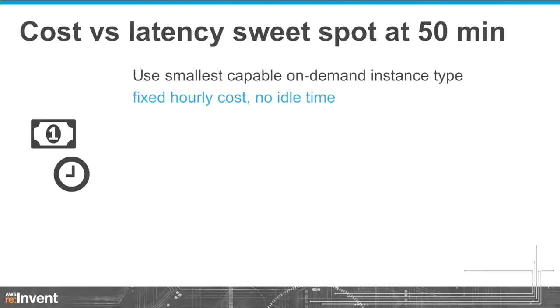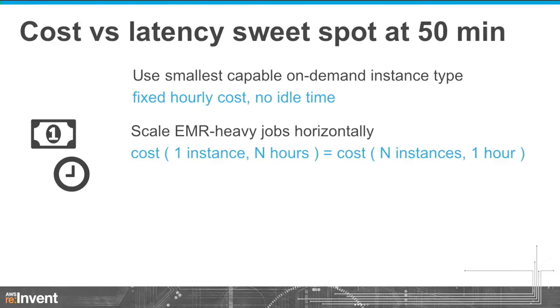We start by choosing the smallest capable on-demand instance type. Remember, no smalls, but we don't want big, beefy instances. We're not vertically scaling. We run a lot of pipelines on M1 large. That gives us a fixed hourly cost, and we also don't pay for any idle time. We just pay for the resources that we use. Now, to first order, if things scale horizontally, then the cost of running one instance for 100 hours is the same as running 100 instances for one. So if the cost is the same, why not do it all in 1 hour?